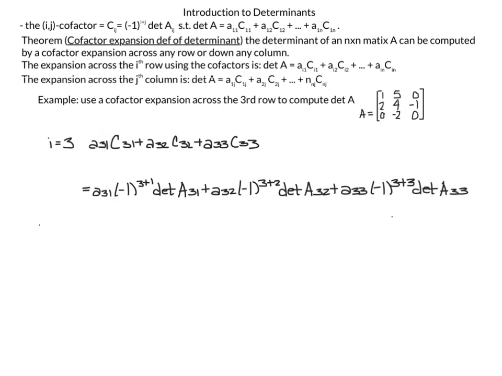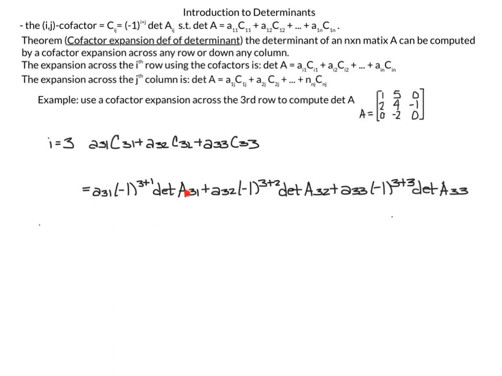Plugging in the numbers, A31, so third row, first column, is a 0. And I'm plugging it all in, even though at this point you really don't have to do anymore since it's times 0. But I'm just plugging it all in so you can see how the formula works. Now our C31 takes into account first our negative 1. So I'm going to have my negative 1 to the 3 plus 1. And then I'm going to have the determinant of the matrix A with the ith row and jth column deleted. So that's the determinant of A with the third row and first column deleted.